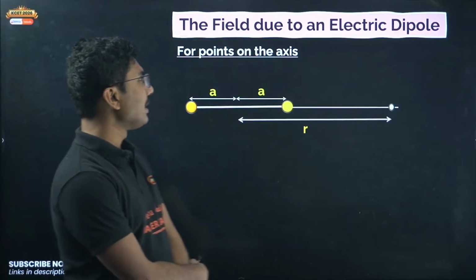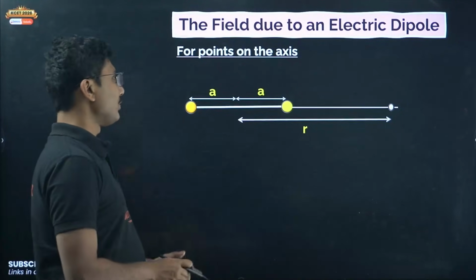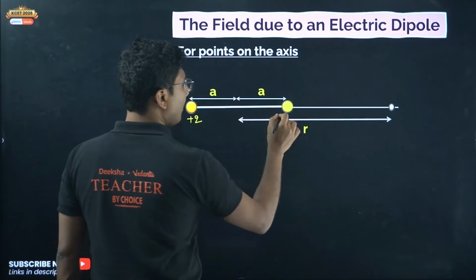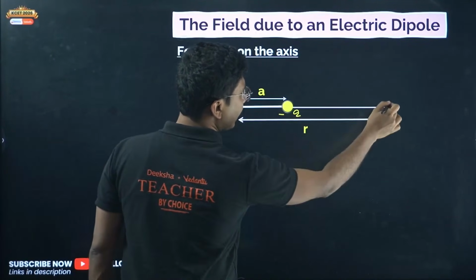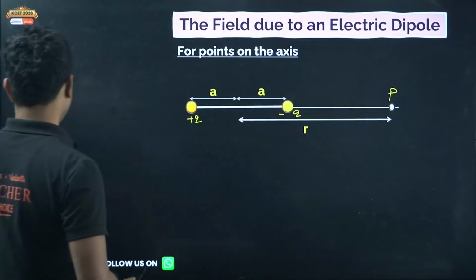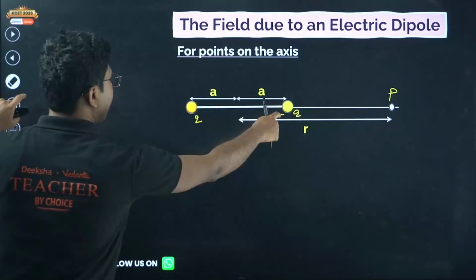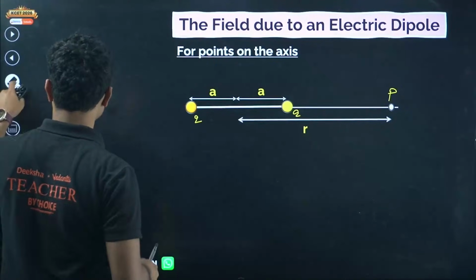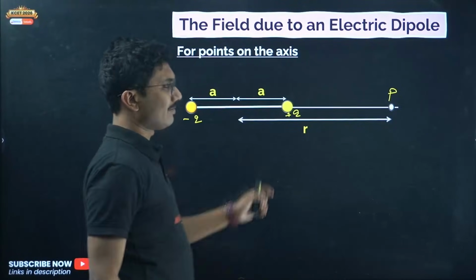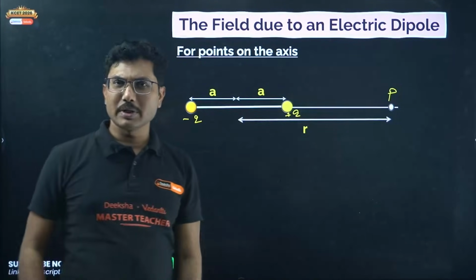The electric field due to an electric dipole on the points on the axis. So here we have two charges, plus q and minus q, and we are trying to find the electric field at a point on the axis. Axis means, let's change it because direction is from negative to positive, so minus plus. Okay, it does not matter anyway when you are deriving the formula.